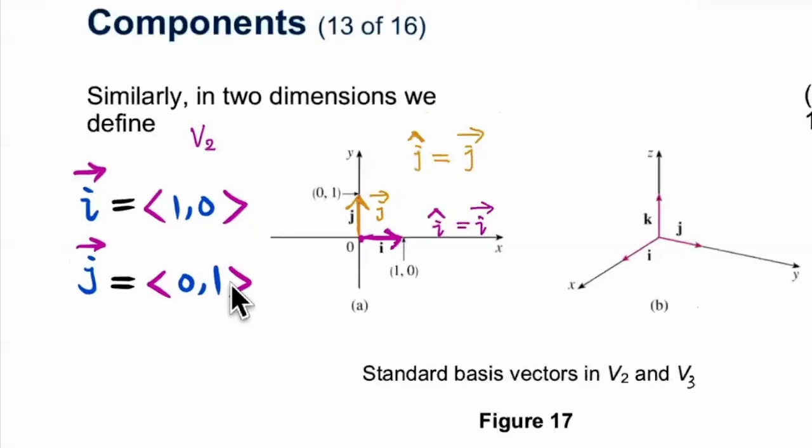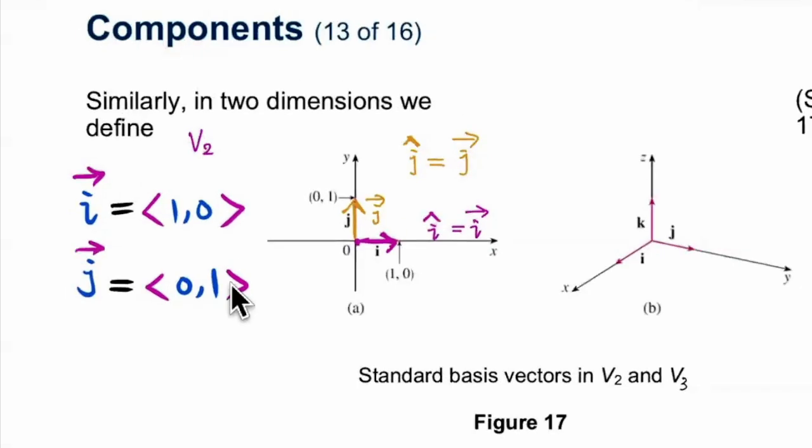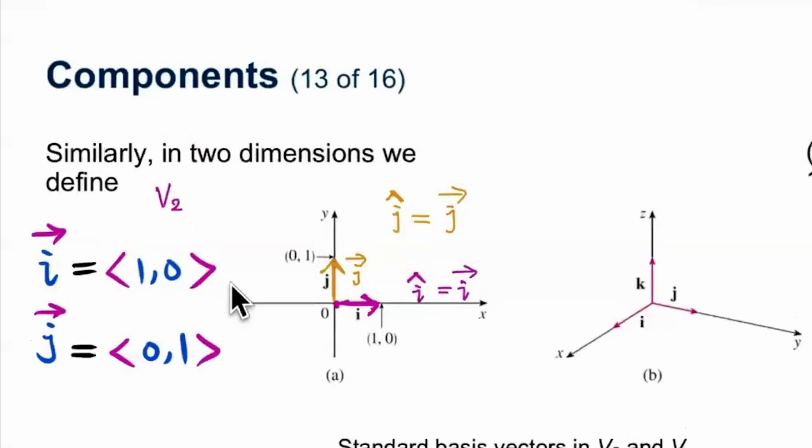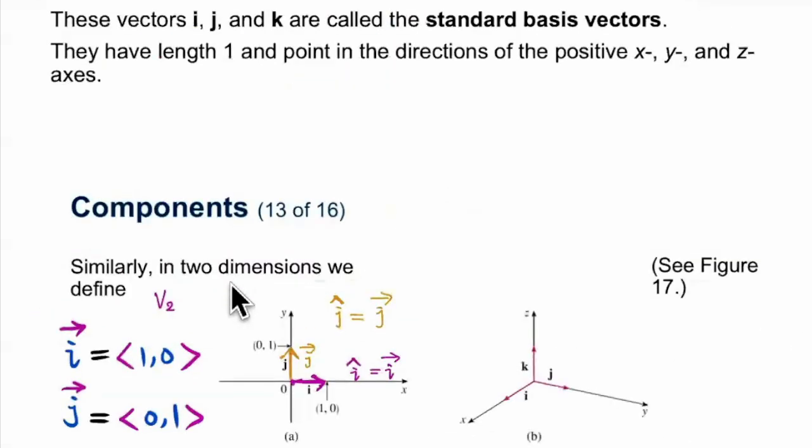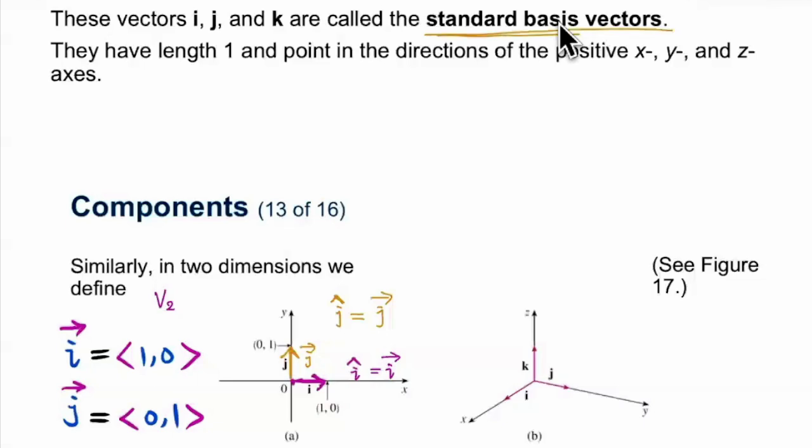Those are the 2 vectors called the standard basis vectors. In the x direction, this one is 1, and this one in the y direction is 1. They are the standard basis vectors.